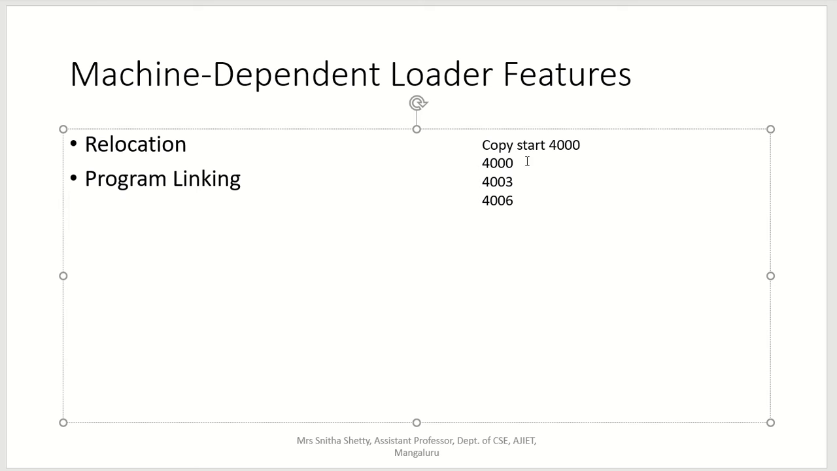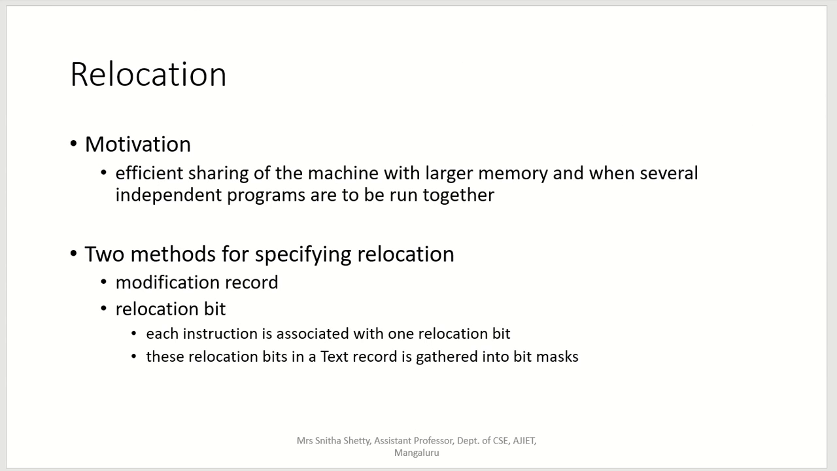When 1000 is not available, the loader will load into some other memory address by changing the starting address. When the starting address changes, the addresses of the other instructions also change, and this feature is known as the relocatable feature. This is a machine dependent loader feature. Now we'll see how exactly the loader does relocation.